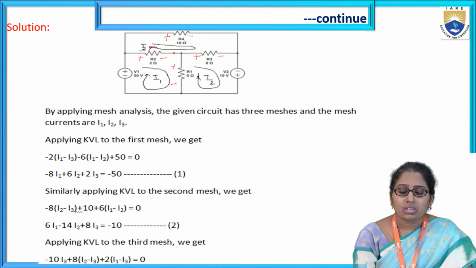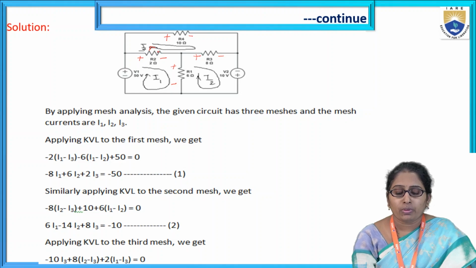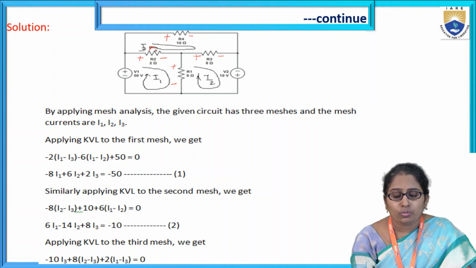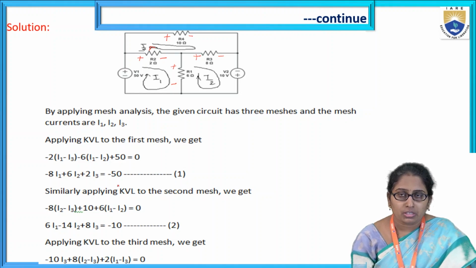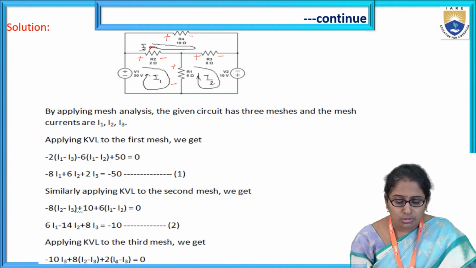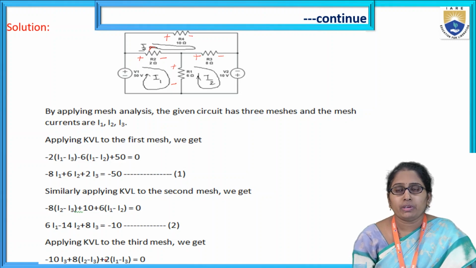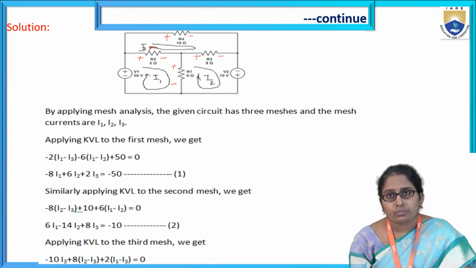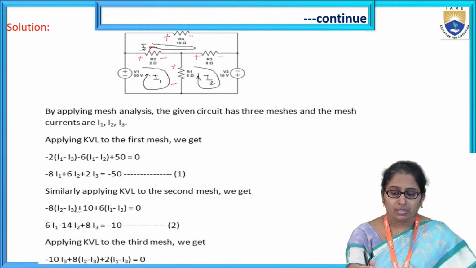Next, to complete the mesh, the next element in mesh 3 is R2, the 2 ohm resistor. Look at the direction of mesh current I3 with respect to the voltage drop direction. I3 is moving like this, but the voltage drop direction is minus here and plus here. So they are opposite. That means plus in the equation, right? Plus 2 into the current in this element, which we have already taken as I1 minus I3. So plus 2 into (I1 minus I3).